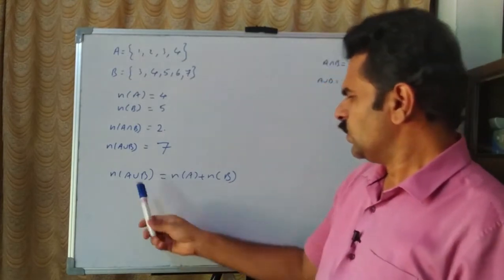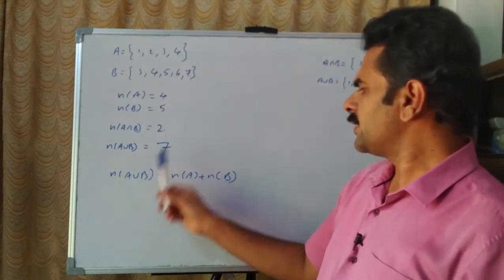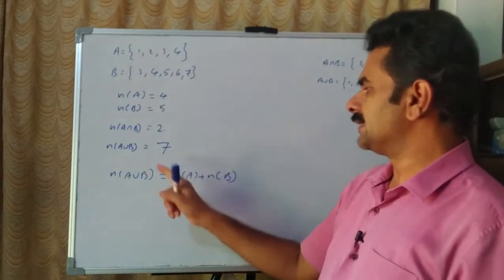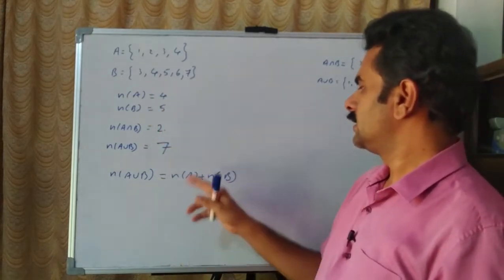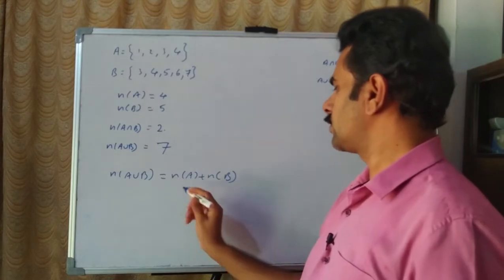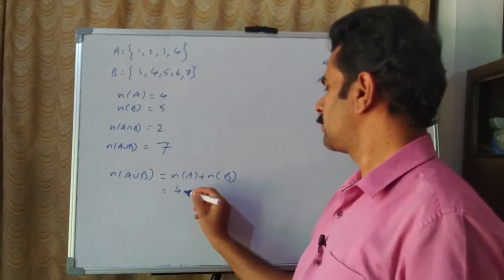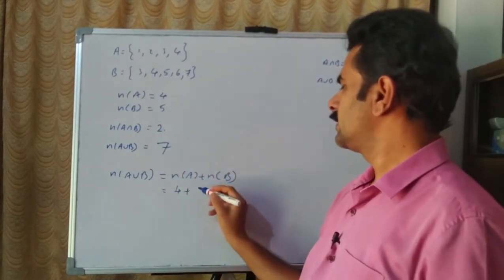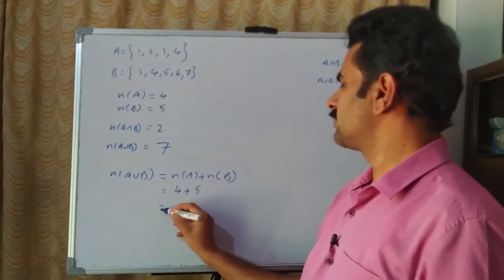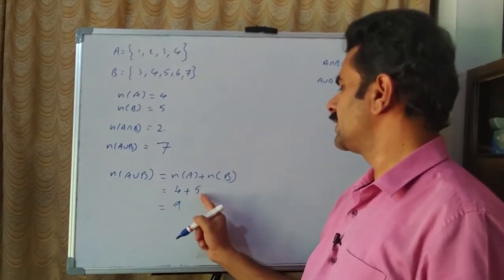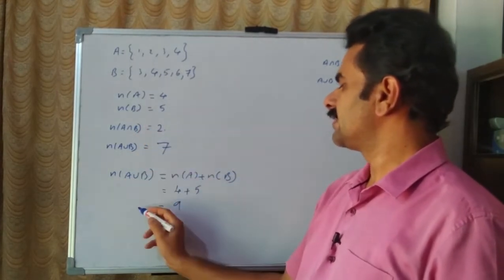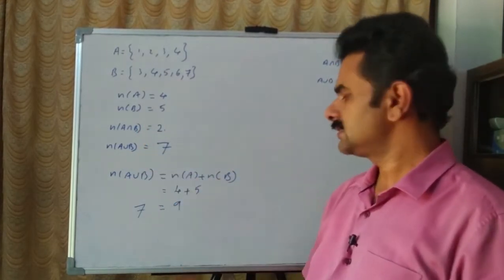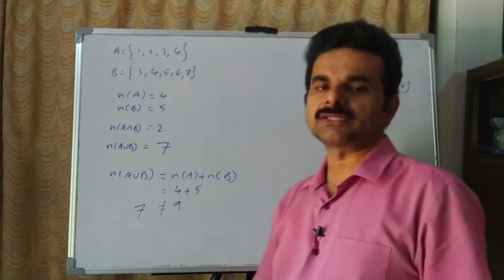Then look at this formula. N of A union B, that is 7. What is N of A? 4. Plus what is N of B? 5. So the answer is 4 plus 5, 9. But what is N of A union B? 7. Are they correct? No, it is not correct.